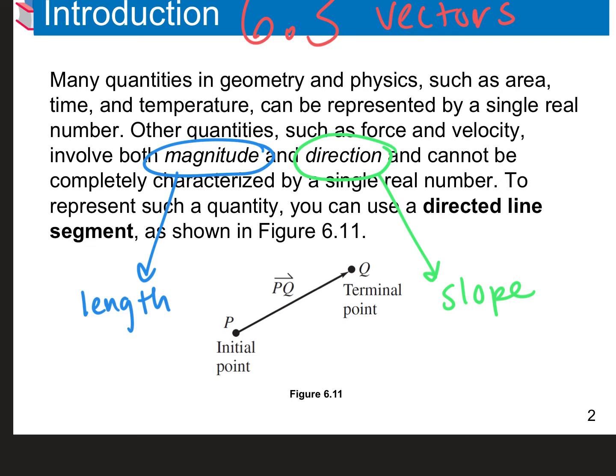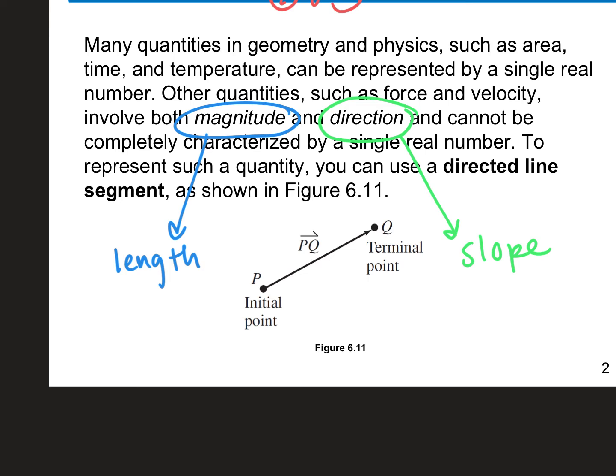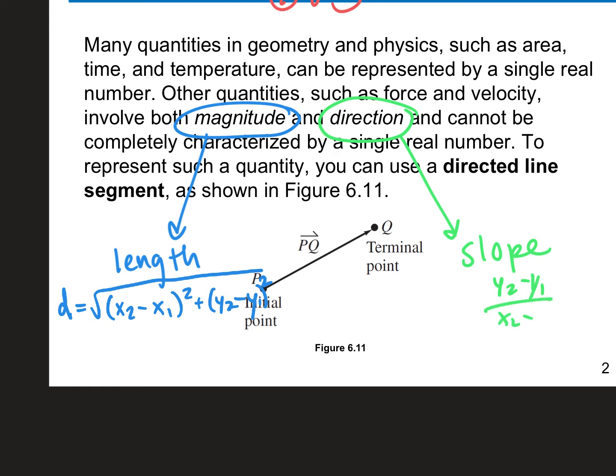So to find the length of a vector, we have our distance formula. So it's like the distance from one point to another. So our distance formula, which we go back to chapter 1, is the square root of x2 minus x1 squared plus y2 minus y1 squared. And then our slope is y2 minus y1 over x2 minus x1.